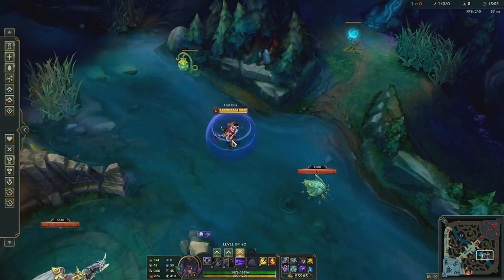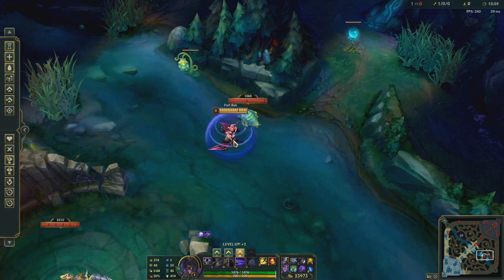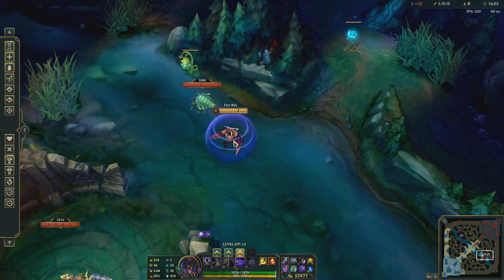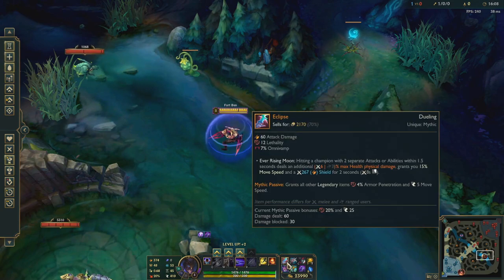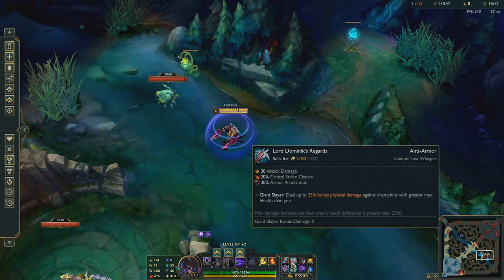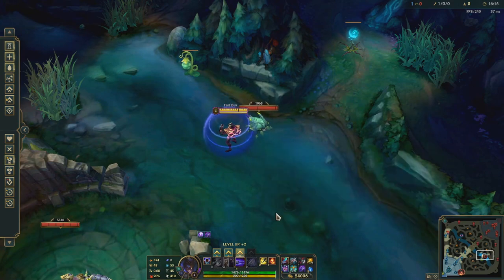Hello! Today I'm going to be trying to clear up misconceptions about armor penetration, armor reduction, armor, lethality, and how they all kind of work together. So, let's say you have a six-item build on your assassin, you're playing Zed. Now, you have Eclipse, right? Eclipse is giving you a percent armor penetration bonus, and you have an LDR item. Okay, we're just going to talk about this for now, ignore Black Cleaver.